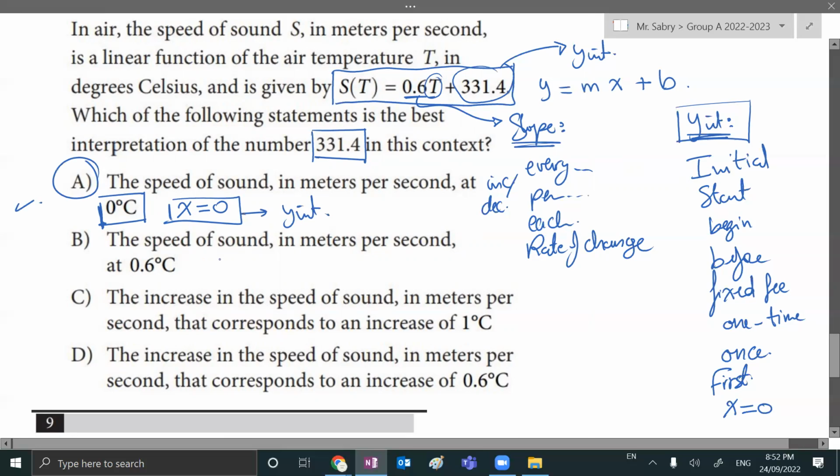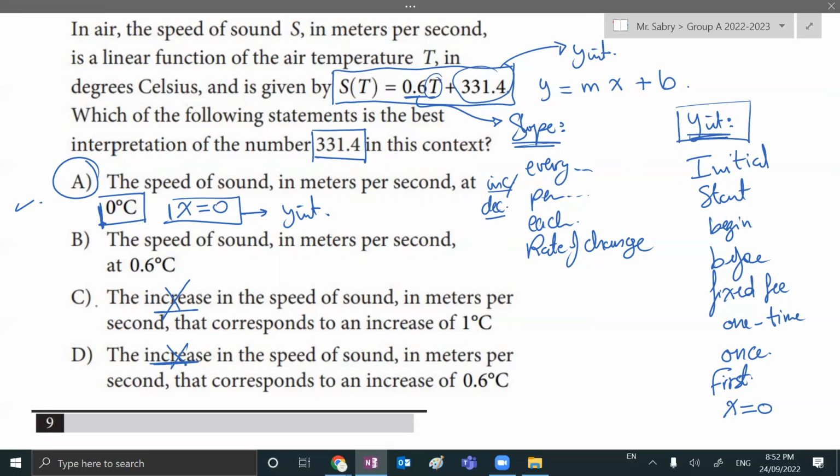But if you check the second one, is it the speed of the sound in meters per second? I have no idea. Is it the increase per whatsoever? Now remember that the increase and the decrease are mainly the slope. So it's not the increase. It cannot as well be the increase of this one. It's either the speed at 0 or the speed at 0.6. And again, since it is the y-intercept, then it must be when the speed or the x was equals to 0. Is this clear or not?